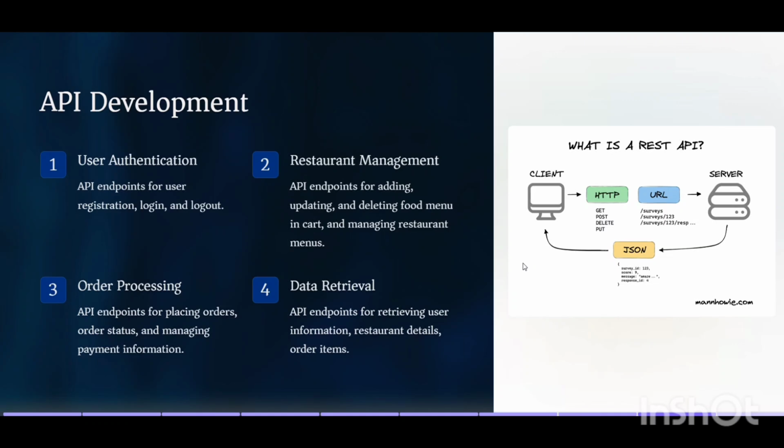Next, we have restaurant management. API endpoints for adding, updating, and deleting the food menus in the cart. As the user wants to add a particular item, or wants to update or delete it, it's done with the help of API. Next, we have order processing. In this also, API endpoints for placing orders, order status, and managing payment information. Next we have data retrieval. API endpoints for retrieving user information, restaurant details, and order items.